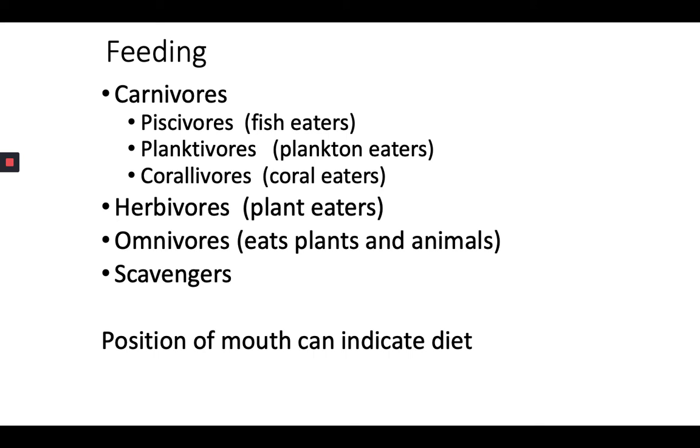Herbivores are plant eaters. Omnivores eat plants and animals, just like most humans are. And then we have scavengers. And sometimes the position of their mouth can indicate the diet. So if you see the way the mouth looks, you can kind of tell what they're going to eat.